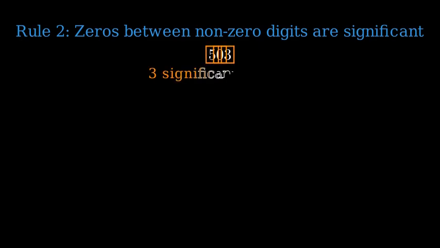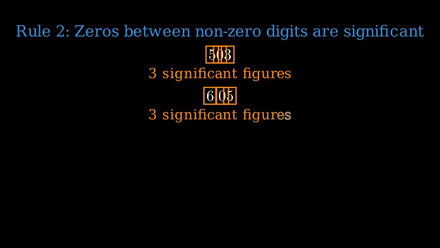Rule number 2, zeros that appear between non-zero digits are always significant. For example, in the number 503, the zero is between two non-zero digits, so it is significant. This number has three significant figures. Similarly, in 6.05, the zero is between two non-zero digits, so it is significant. This number also has three significant figures.